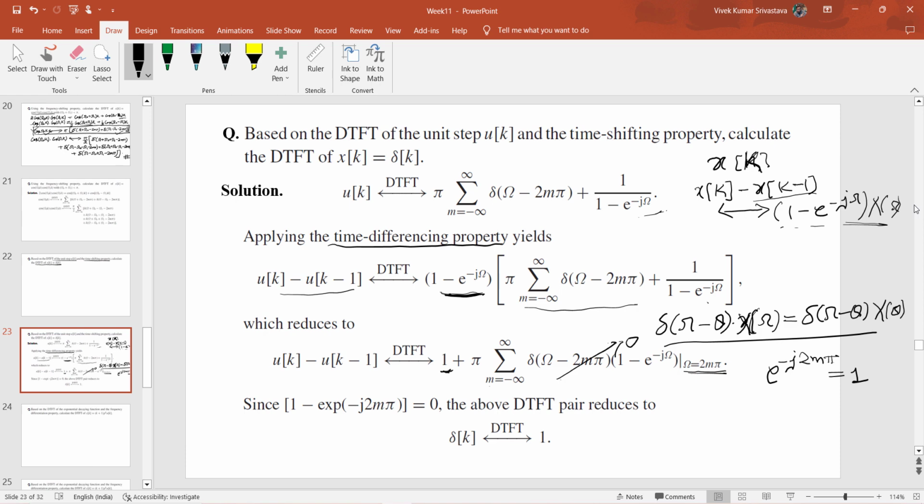So that's why the discrete time Fourier transform will reduce to this, that is, delta of k will have a discrete time Fourier transform of 1.